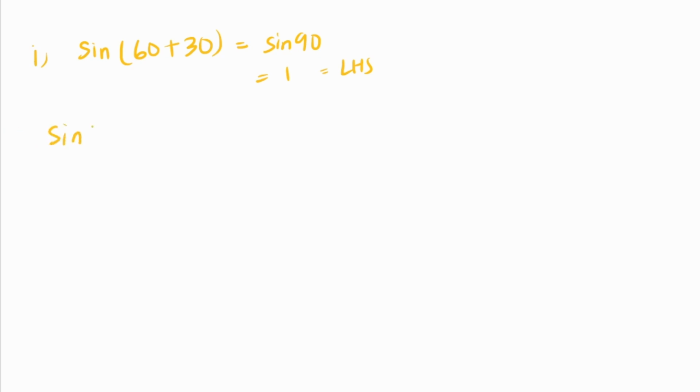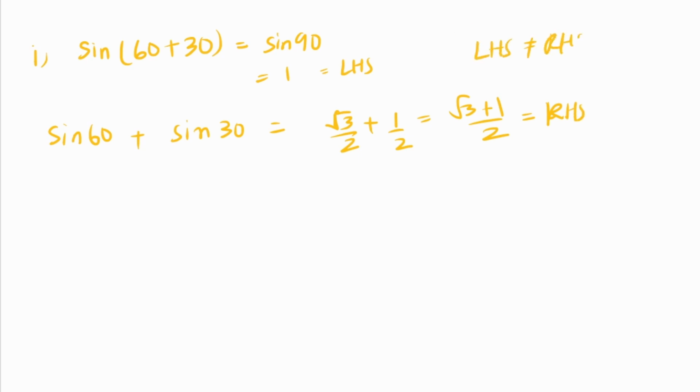Now you have sine 60 plus sine 30 degrees. Sine 60 is root 3 by 2 and sine 30 is 1 by 2, and you're getting root 3 plus 1 divided by 2, which is the RHS. So LHS is not equal to RHS. That means sine of a plus b is not equal to sine a plus sine b. I just took an angle to prove that these two are not equal.